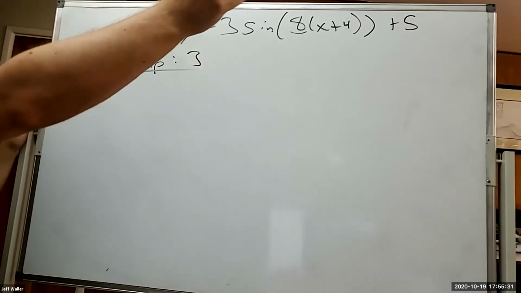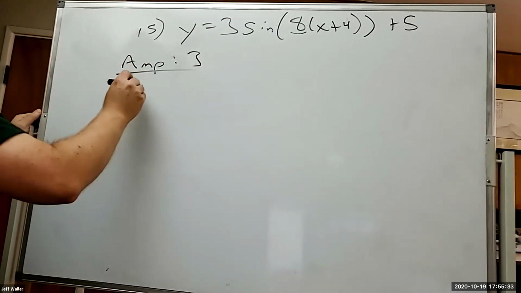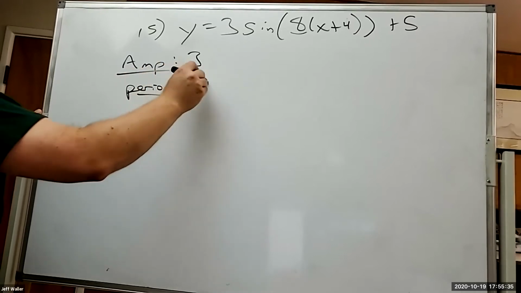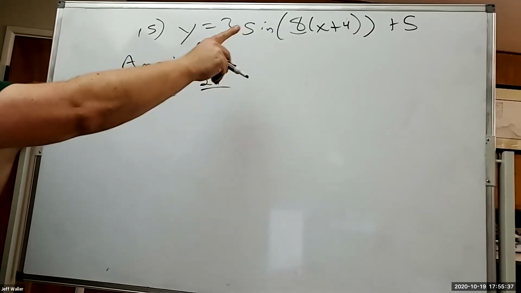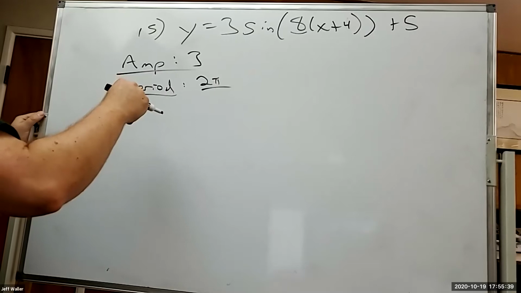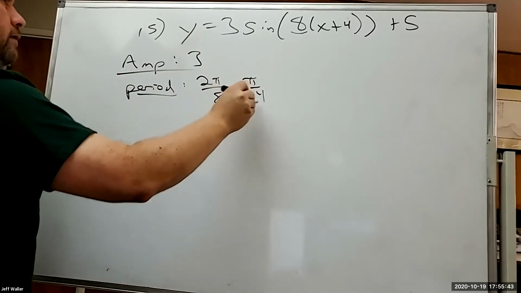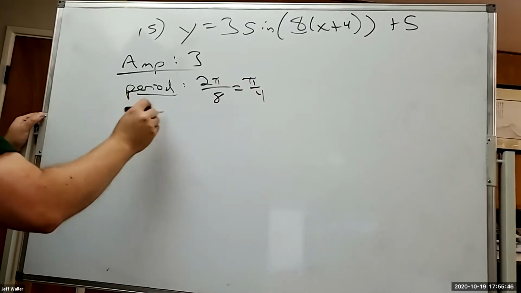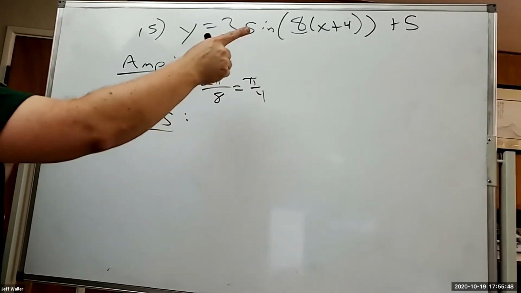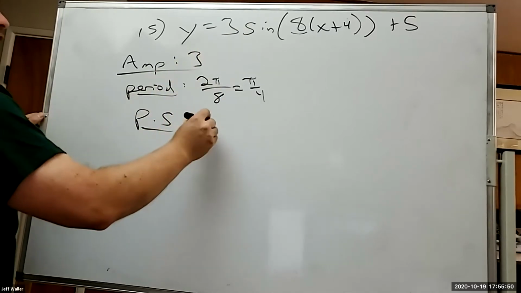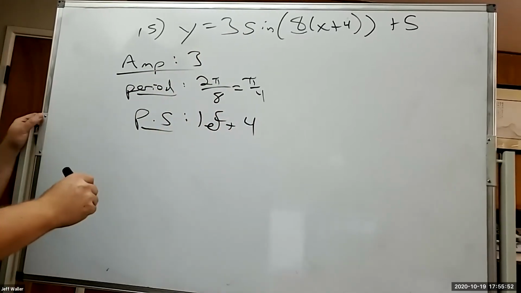What's my period going to be? 2 pi over what? 8. So pi over 4. What's my phase shift going to be? Left 4. Left 4. I like it.